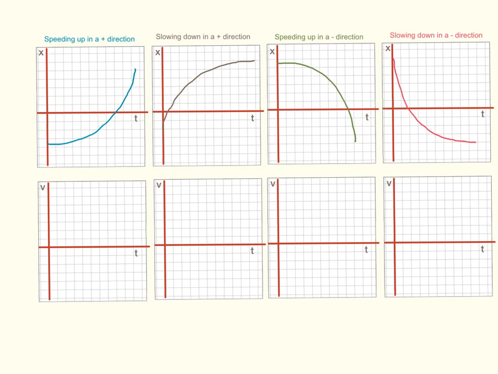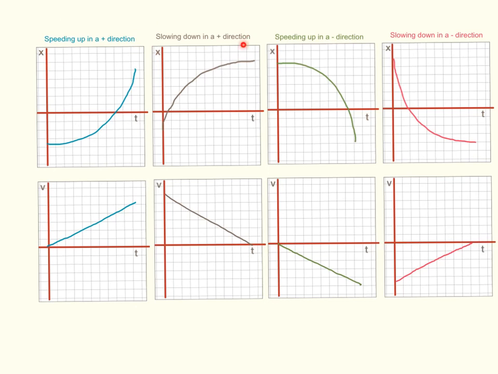So right now what I want you to do is I want you to try and draw the velocity versus time graphs that would correlate with each one of these different graphs. So pause the video and go ahead and try. Alright, let's check the answers. This is what we should have gotten. Let's check out the blue graph here. We said it's speeding up in a positive direction, so that means we want to get faster over time in the positive velocity zone, which is up here.